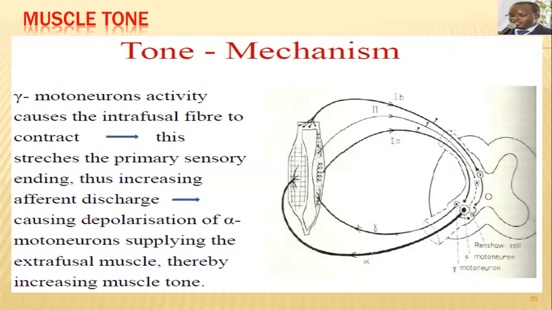So here is the tone mechanism. We start from the gamma motor neuron activity. Remember, you have two motor neurons, one innervating the intrafusal, the other the extrafusal, that are involved in contraction. The one that will bring about muscle tone is the stimulation of the alpha motor neurons. So within the central nervous system, you have the firing of the gamma, not the alpha. The gamma motor neuron is going to fire and stimulate the intrafusal fibers.